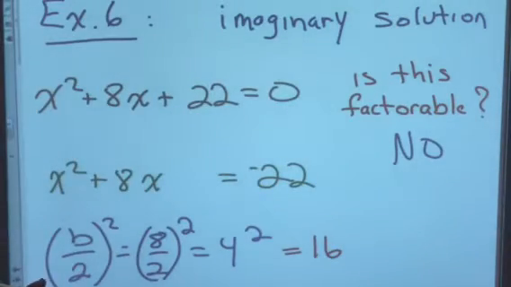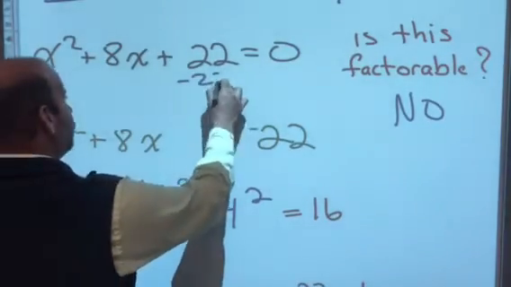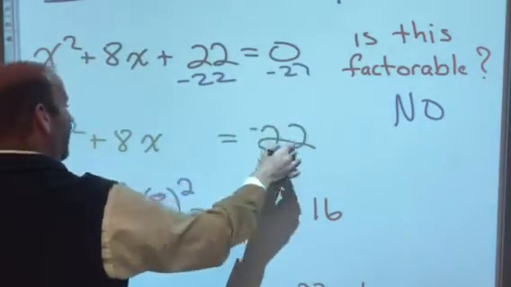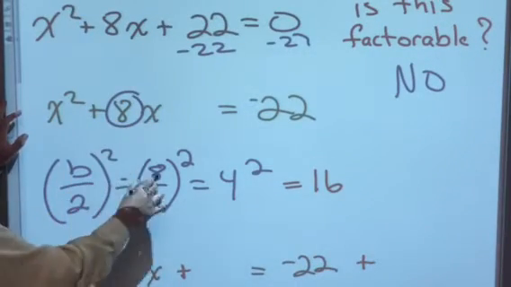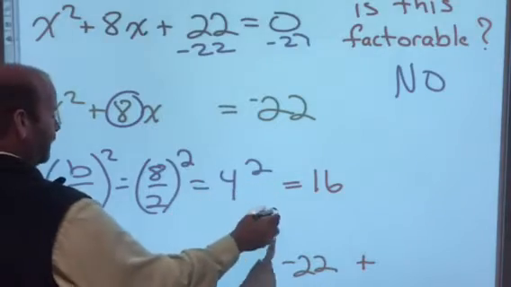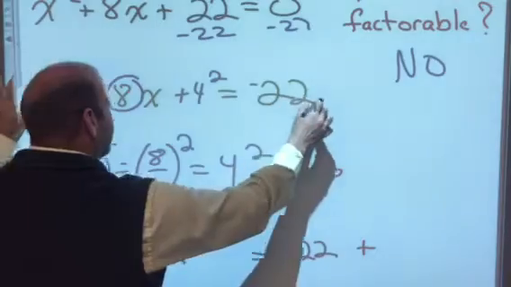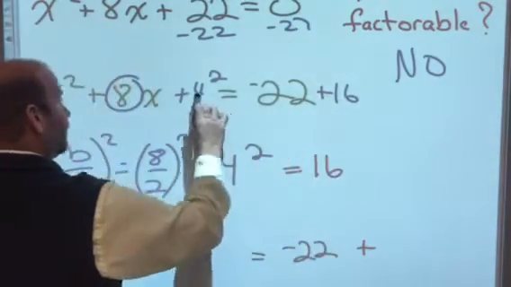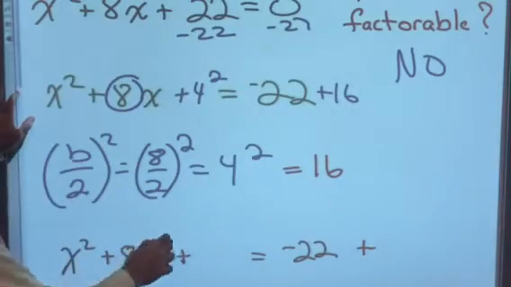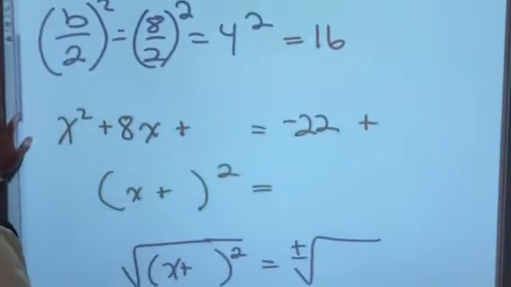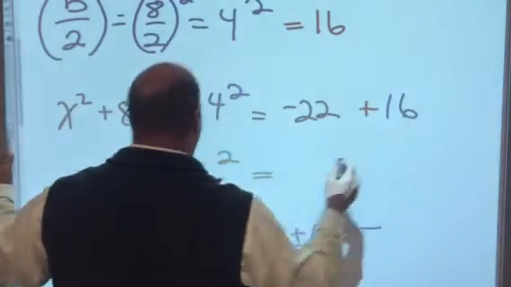Now we have one way to solve something that's unfactorable: you complete the square. So you subtract 22 from both sides, get the negative 22 over there, and then b over 2 squared. B is 8, so 8 over 2 is 4, 4 squared is 16. So you put the 4 squared here and the plus 16 there. Hopefully you see that 4 squared is 16, so you are doing the same thing to both sides, just written differently.